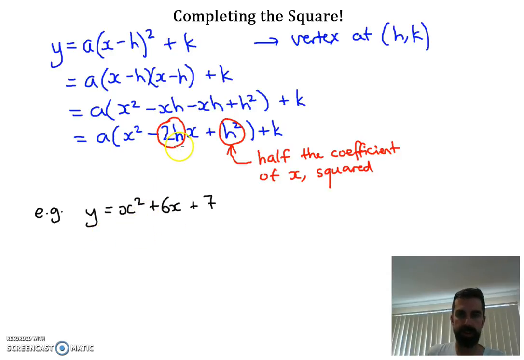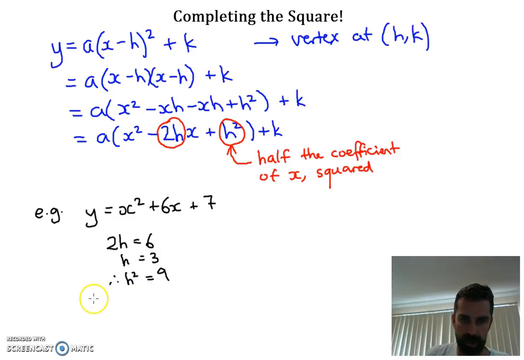So what we're going to do first of all is I'm going to say, okay, the coefficient of x is 2h. So I'm going to say 2h is equal to 6. That means that h must be equal to 3, which then tells me that h squared is going to be equal to 9. Now here's the little trick. This is the fancy trick that we play when we're doing completing the square. We're going to go y equals x squared plus 6x, and my trick is that I'm just going to add in h squared, which is 9.